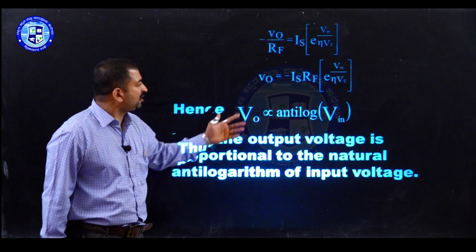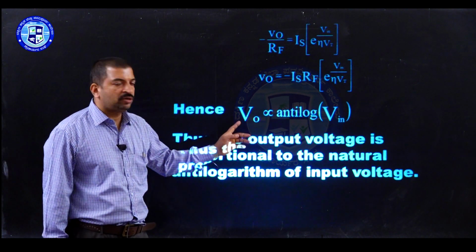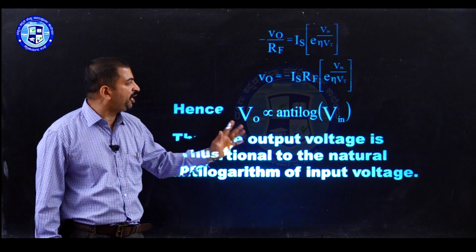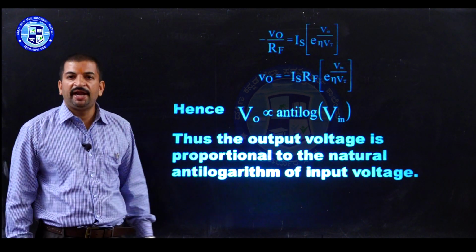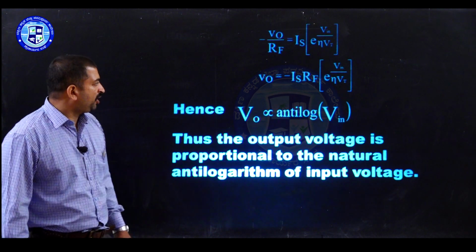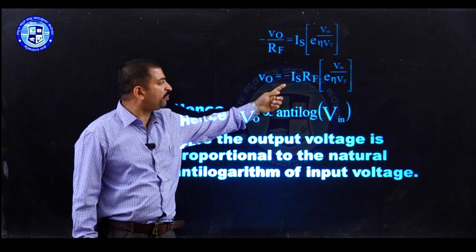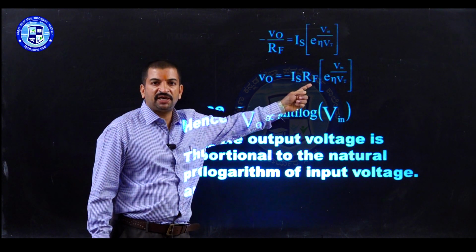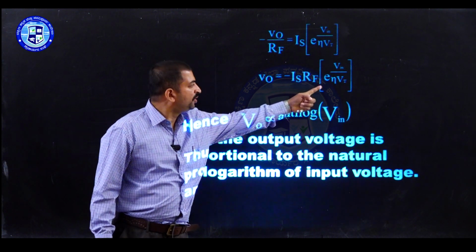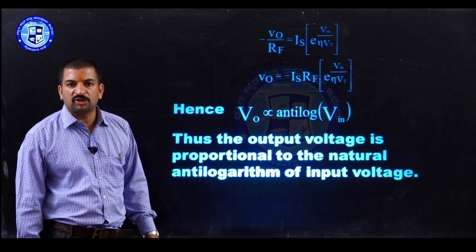Now let us rearrange this equation. It can be written as V0 equal to minus Is into Rf into e to the power of Vin divided by eta Vt. Now in this equation, Is is constant for a particular temperature, Rf is also constant, it's a feedback resistor, and eta is also constant. For particular temperature, Vt is also constant.